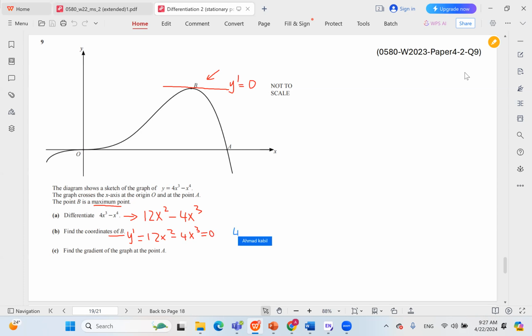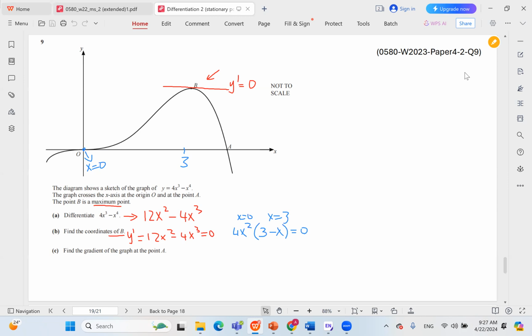So 4x power 2 taken out as a common factor leaves us with 3 minus x, and this is equal to 0. So either x equals 0 or x equals 3. Of course, from the graph, we can obviously tell that B cannot have x equals 0, it must have x equals 3. And this is actually another type of turning point called an inflection point, but this is not really within your curriculum at the moment. So let's just ignore that for now.